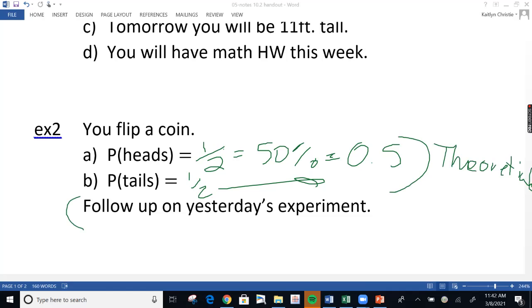This right here, what we did yesterday, was our experimental probability. So the theoretical is what we think is going to happen. It's like what's going to probably happen if it were a perfect world. But we don't live in a perfect world. So yesterday's experiment was experimental probability because it's what happens in the real world.